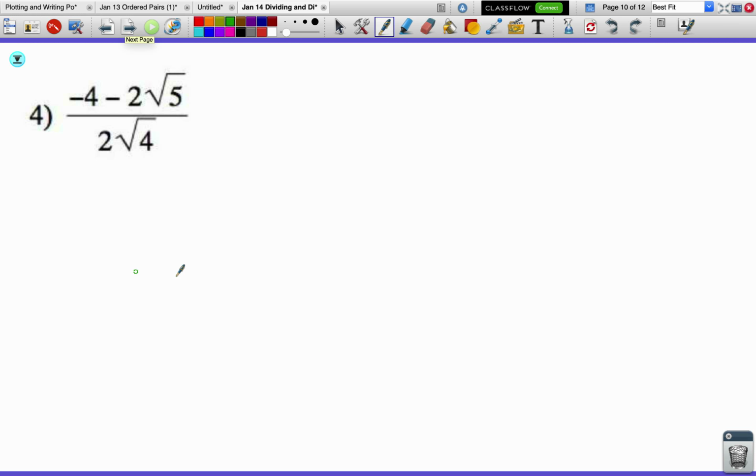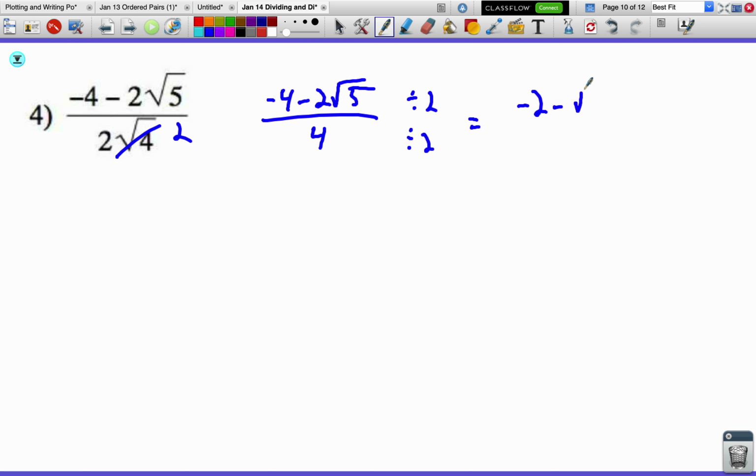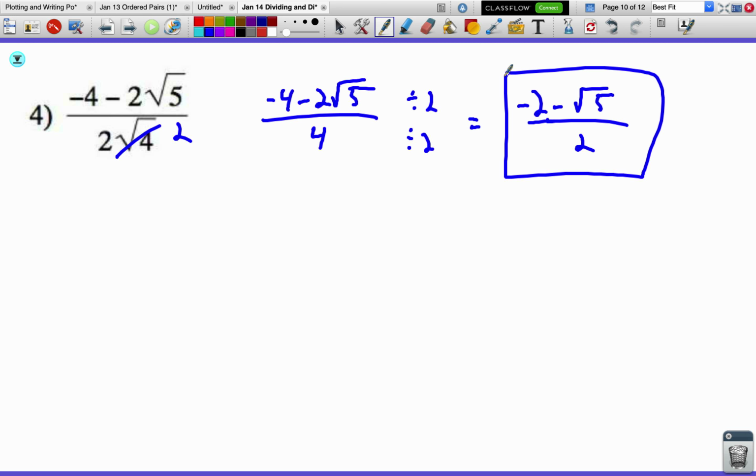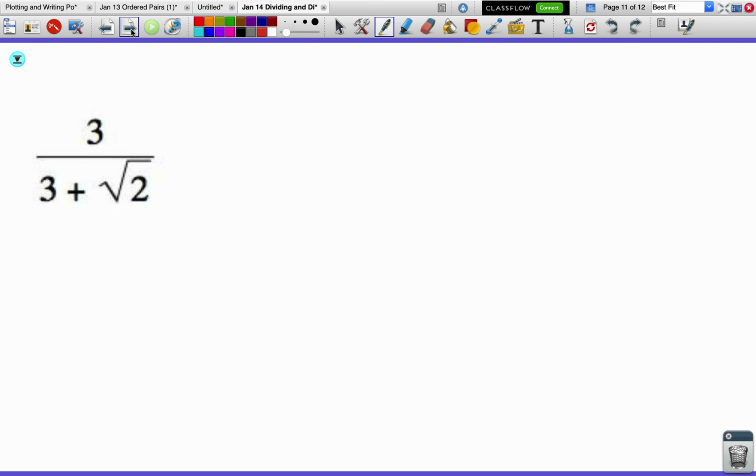All right, now more complicated examples. Bottom is still just a single square root. And again, I don't think I meant to do this. That can just become a 2 there. And get negative 4 minus 2 root 5 all over 4. Divide the top and bottom by 2 to get this a little bit simpler. We get negative 2 minus square root of 5 all over 2. No radicals in the denominator, so we're done. Okay, let's see our next one.